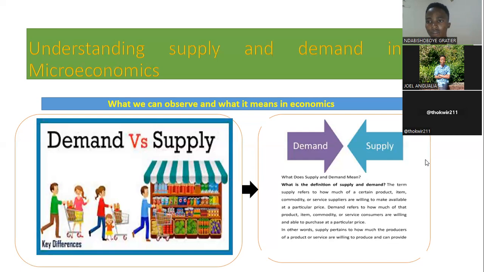Yes, I can see there's a man standing near the kiosk. That's where the goods are sold. Okay, thank you for that insight. Or you can see there is a supermarket. People are getting goods from the supermarket and are taking them away. So this whole picture will help us now to analyze what demand and what supply is.